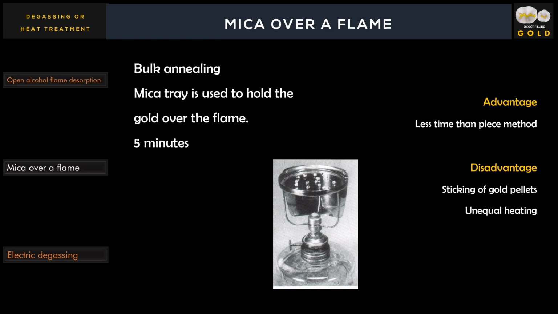The next most common technique which is used is called the mica over a flame technique. In this technique, over an alcohol flame, a mica sheet is placed, and on top of this sheet, small pellets of direct filling gold material are placed. The biggest advantage of this technique is that there is no need to take each pellet and heat it. We can do bulk heating of the material or bulk annealing of this material.